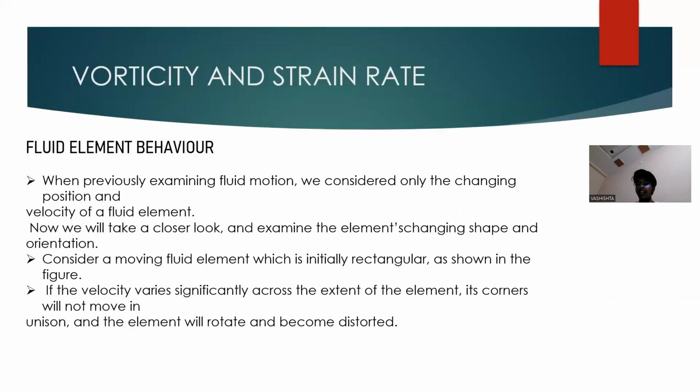Then, vorticity and strain rate. Fluid element behavior under vorticity and strain rate: when previously examining fluid motion, we considered only the changing position and velocity of a fluid element. Now we will take a closer look and examine the element's changing shape and orientation, considering a moving fluid element which is initially rectangular as shown in the figure. If the velocity varies significantly across the extent of the element, its corners will not move in unison, and the element will rotate and become distorted.